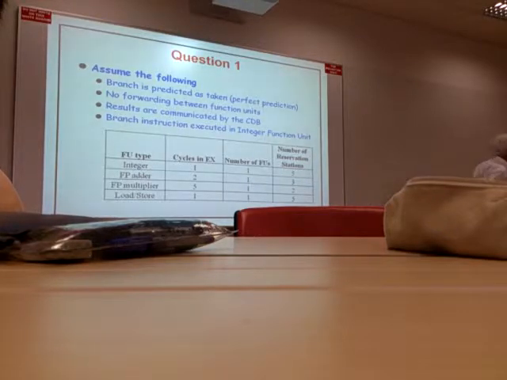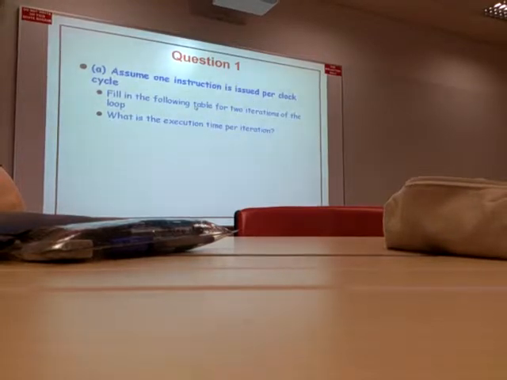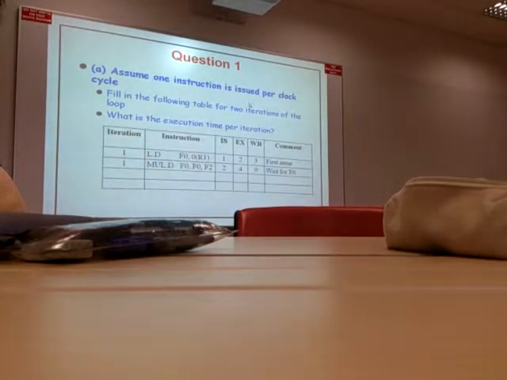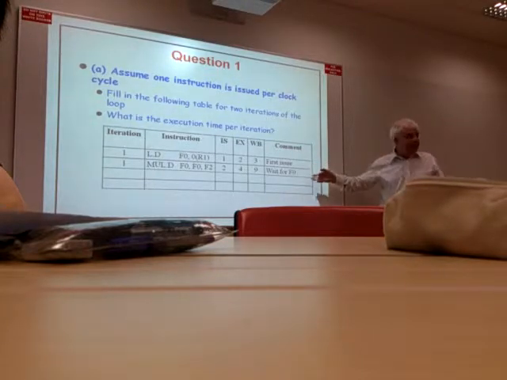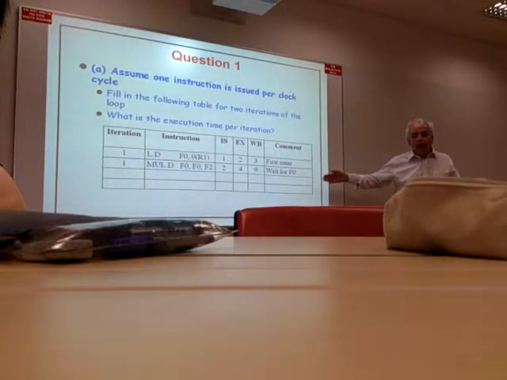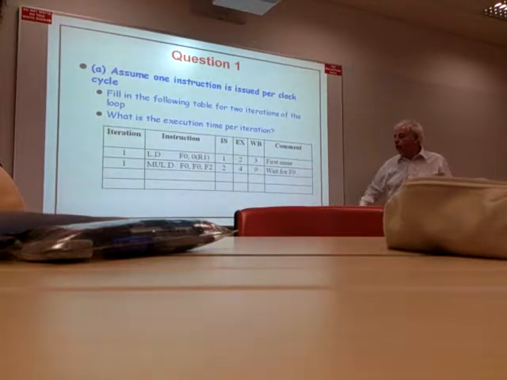Okay, so let's go to the code then. We're asked to calculate how many clock cycles it will take to execute the whole code sequence. To do this, we fill in this table. The question gives us the first 2 entries in the table.